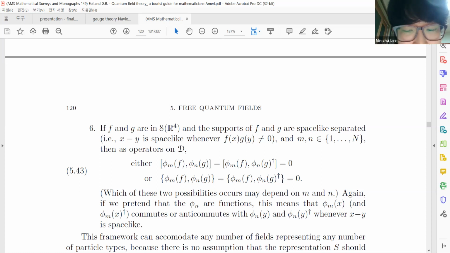Yes, because the slide is limited, I had to be somewhat informal about the definition. So sorry about this confusion, but this is the exact statement.